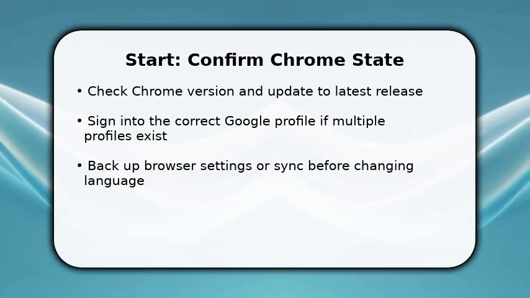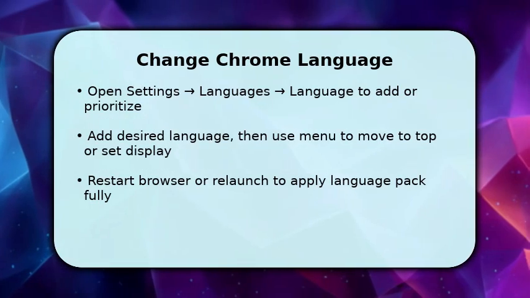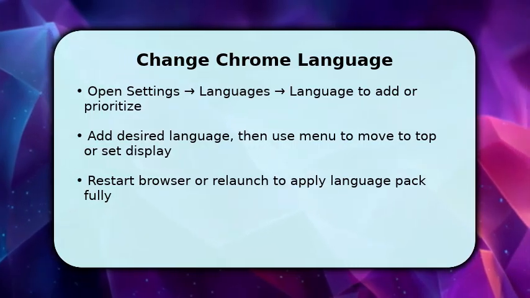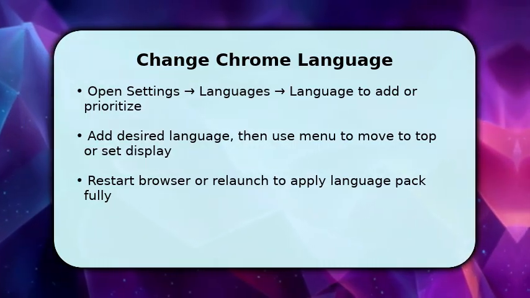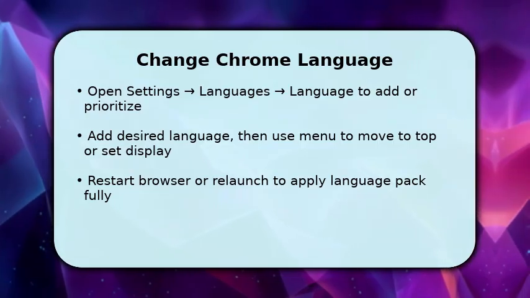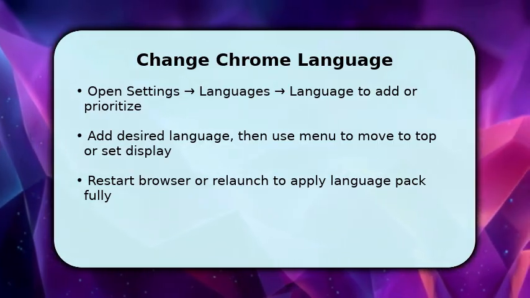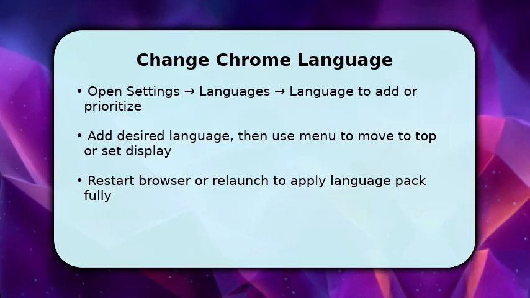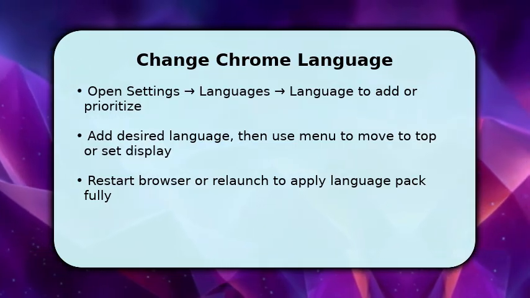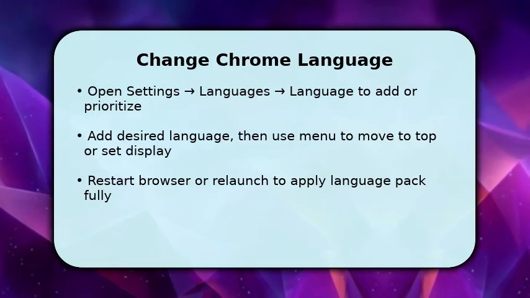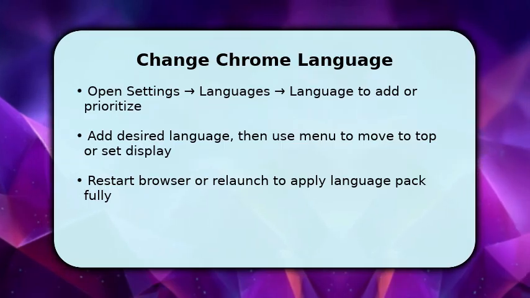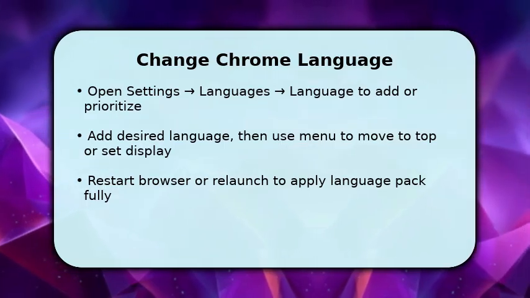Next, open Settings and go to Languages. Add the desired language and then prioritize it by moving it to the top of the list. You must explicitly choose Display Google Chrome in this language if that option appears. Not doing so keeps the old display text. Once you set it, relaunch Chrome when prompted so the language pack and UI strings load. If you use multiple profiles, repeat inside each profile because language is profile scoped. These steps handle the main conversion.